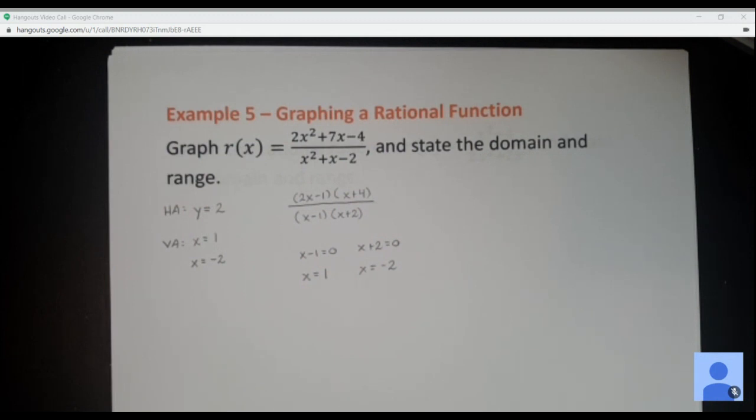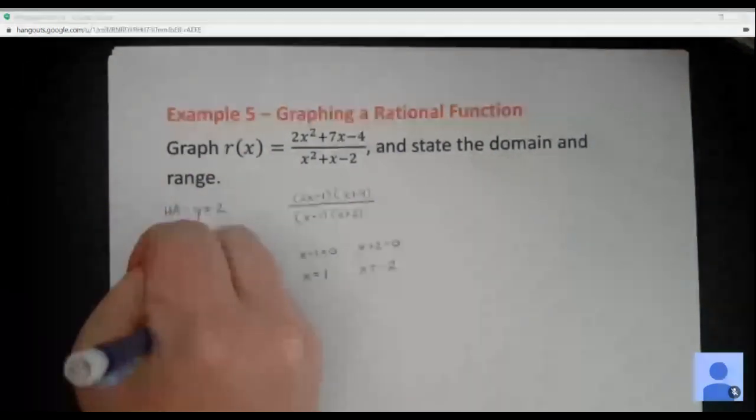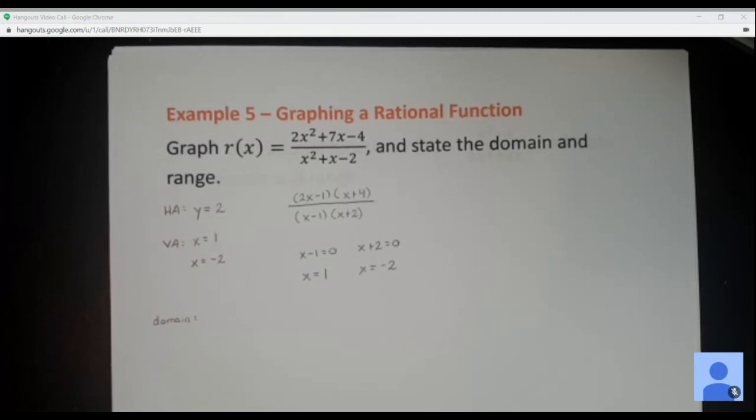All right, now let's think about our domain. Remember, domain means we're looking for all the possible x values for this graph. So if I want to list the domain, any ideas on what that would look like here?